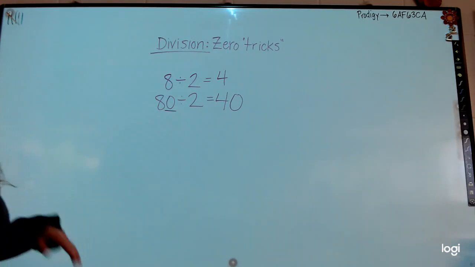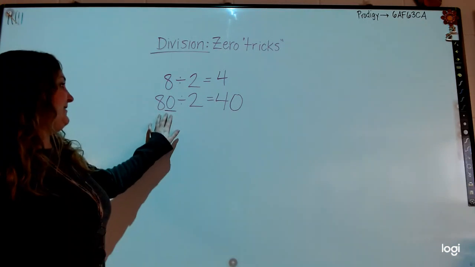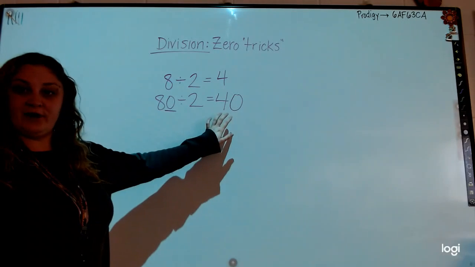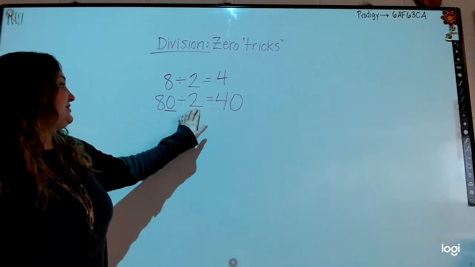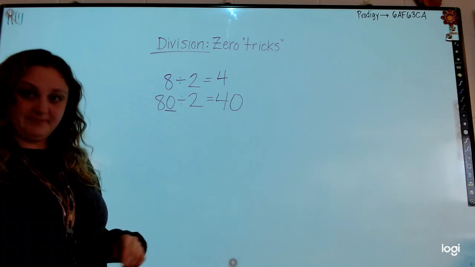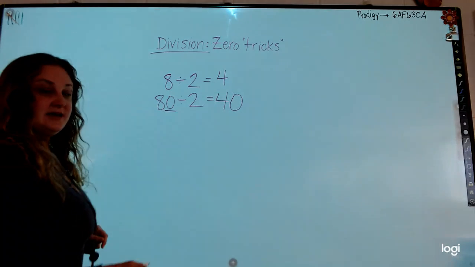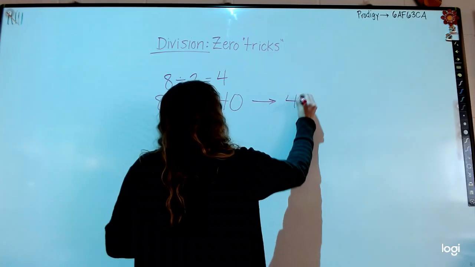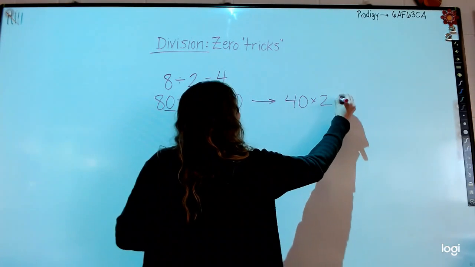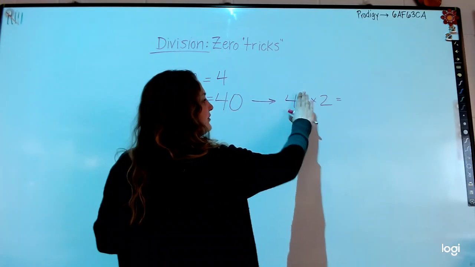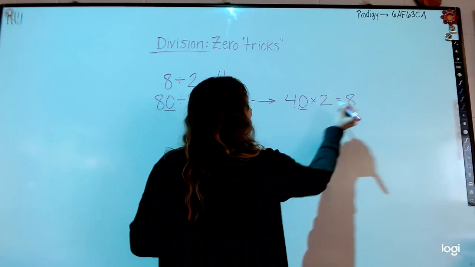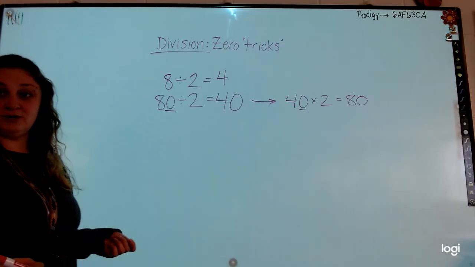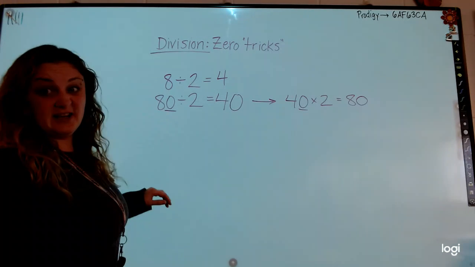Now let's see if that even makes sense. If I have 80 and I divide it into 2 even groups, would I have 40 in each group? Is 40 times 2 80? Yep, it sure is, okay? So if you ever need to check your work, you can say, all right, well, let's see. 40 times 2, if I cover my 0, 4 times 2 is 8. Add the 0 I covered. And that's a good way to check if you did it right.